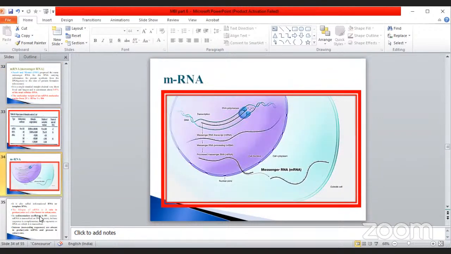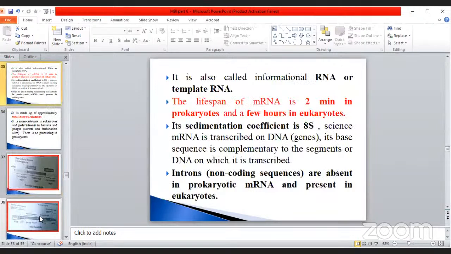Transcription takes place within the nucleus, and the mRNA enters from the nucleus to the cytoplasm through the nuclear pore. The lifespan is 2 minutes in prokaryotes and a few hours in eukaryotes. It is also called template RNA, because it is a small segment, a small codon sequence for a small polypeptide. The sedimentation coefficient is very important: 8S. Introns, the non-coding sequences, are absent in prokaryotic mRNA and present in eukaryotic mRNA.